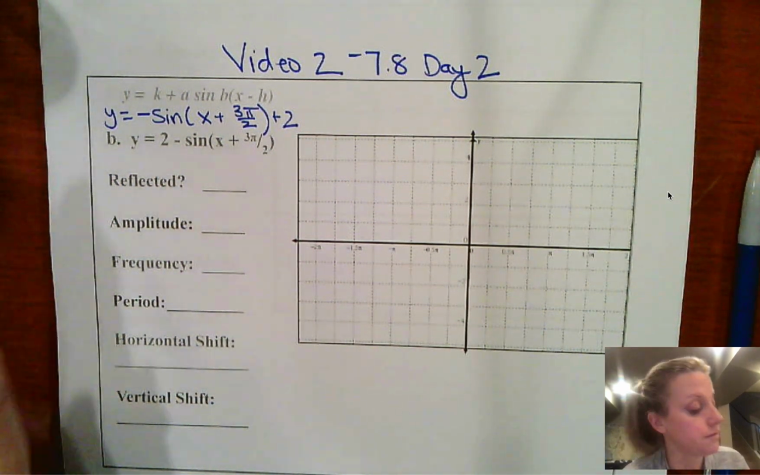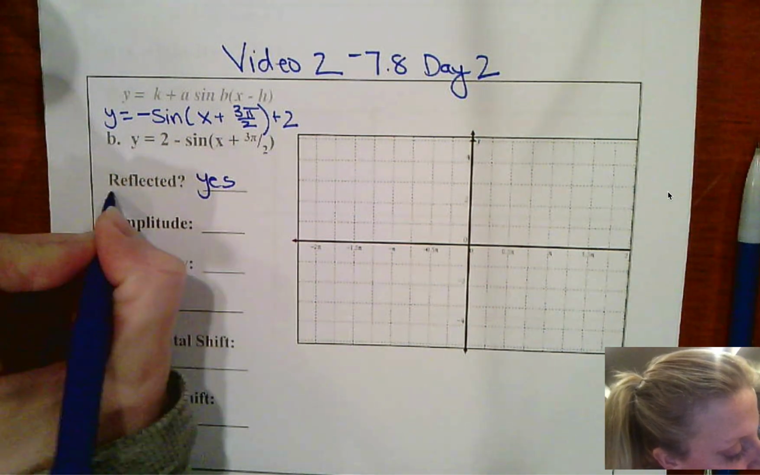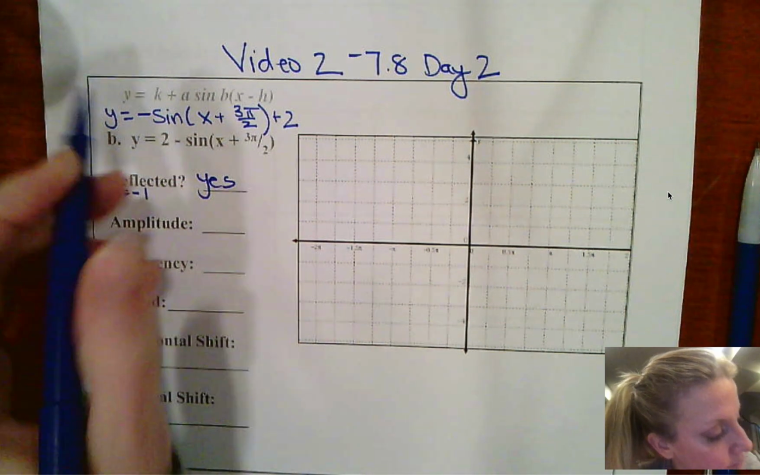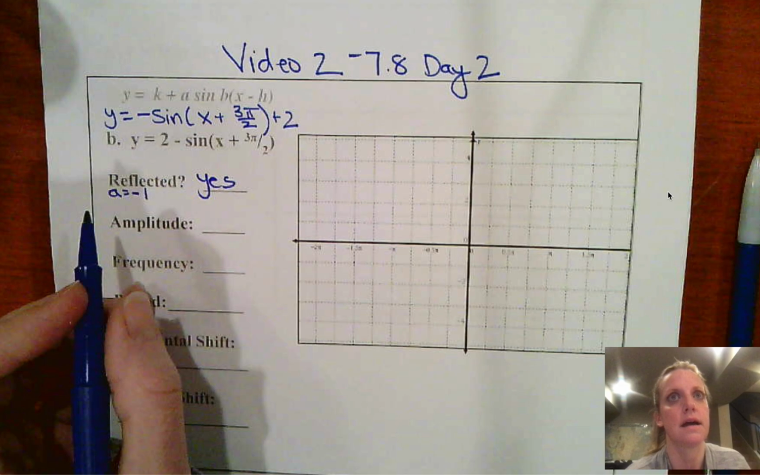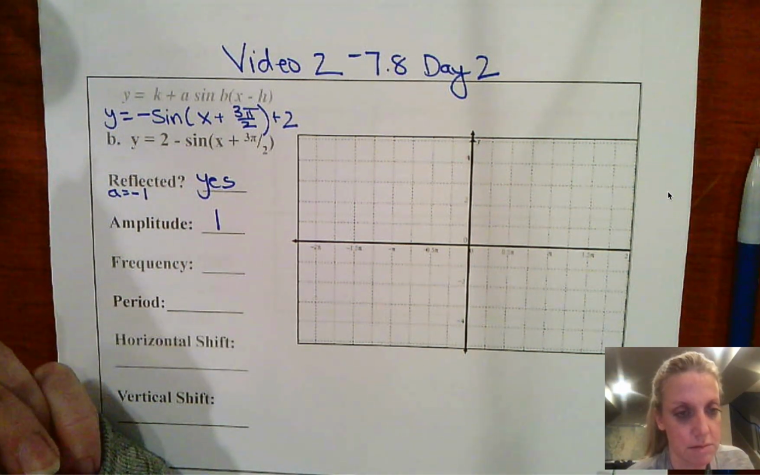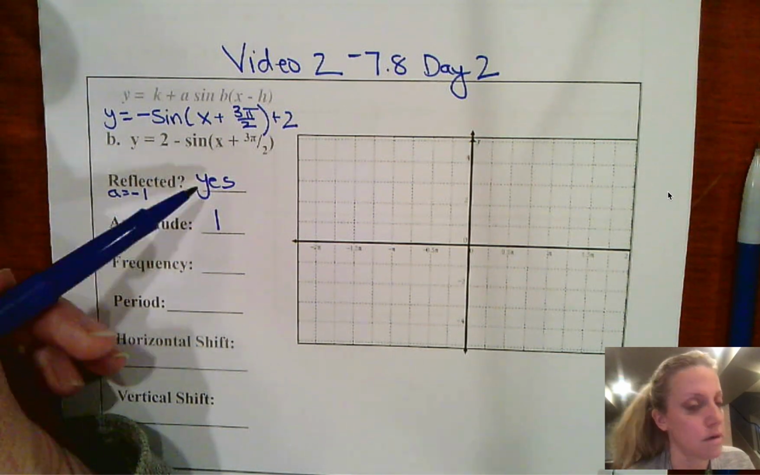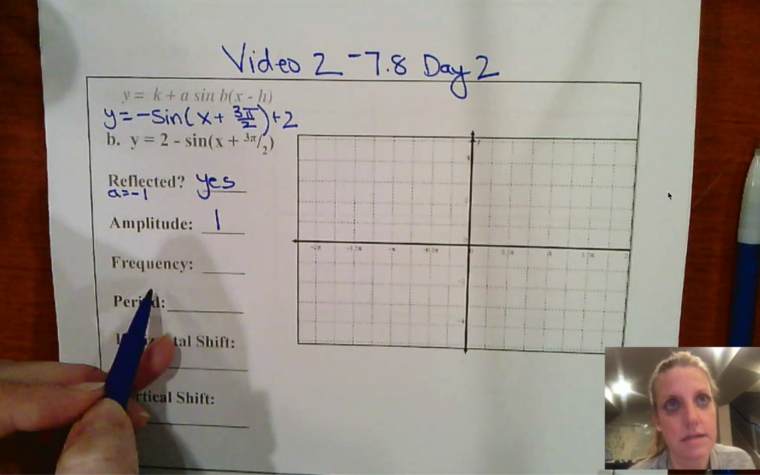Is this graph reflected? It absolutely is, because we have an amplitude of -1 right there, that -1 that's multiplying the sine. But the official amplitude is a +1 because you always take the absolute value. So we will go 1 above and 1 below the midline. The frequency here is the B value.